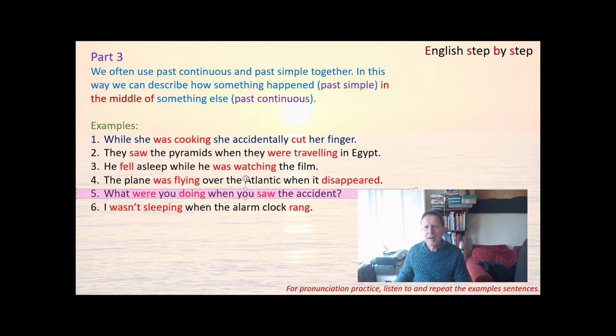The next example is a negative verb with the continuous verb. I wasn't sleeping when the alarm clock rang. In other words, the continuing action sleeping was not happening, but then the alarm clock rang, and that's something that happened.